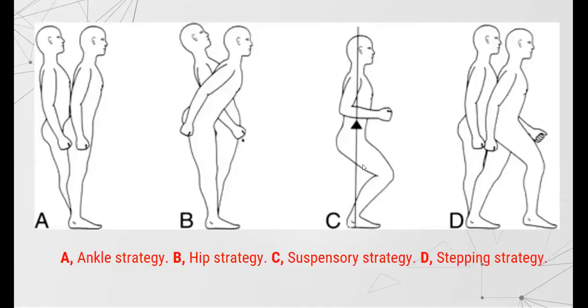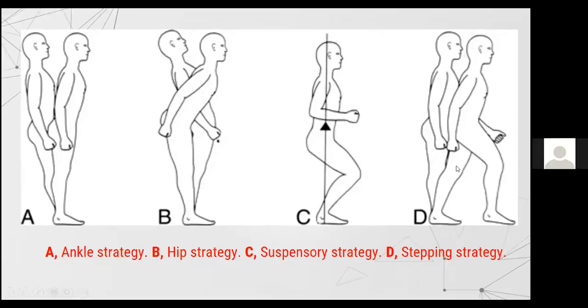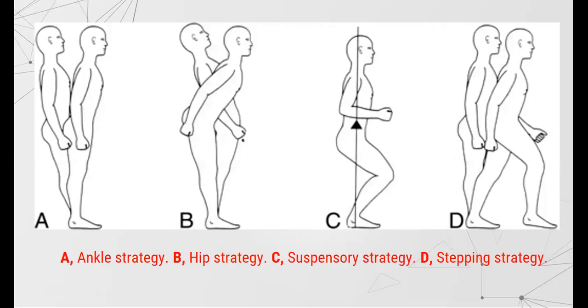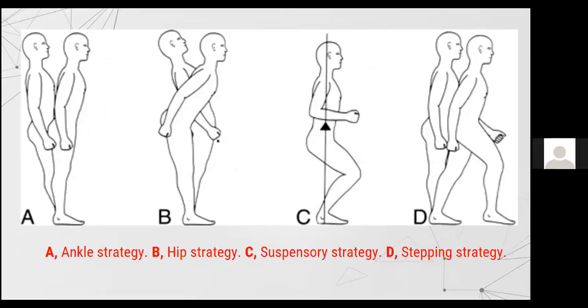So the first situation was when somebody pushed you slowly from behind. This is known as the ankle method. So you just leaned forward.